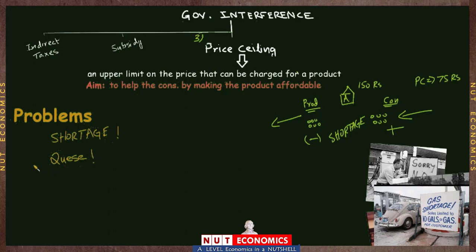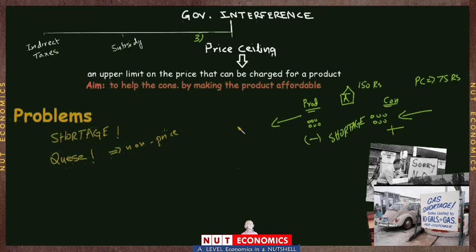Now, the queue, you can say, is a non-price rationing mechanism. That is, if you are not allowing the price to decide who gets this product given a shortage, and you don't allow the price to play its role of rationing out excess consumers, then some other rationing mechanism has to develop, and the queue is one such rationing mechanism.